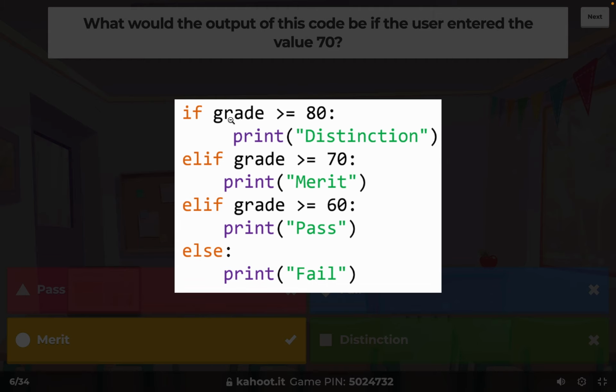So it first tries if it's greater than 80. It's not. Is it greater than or equal to 70? It is, so go merit.